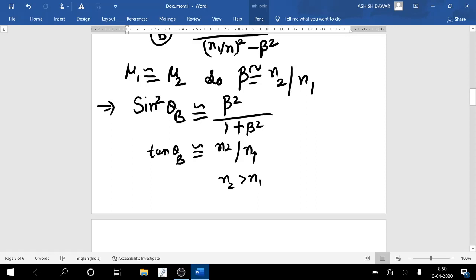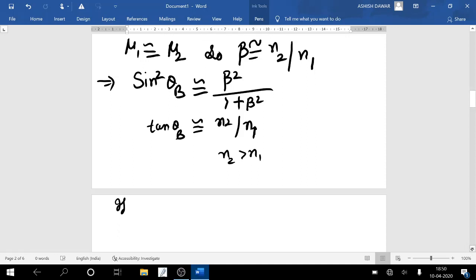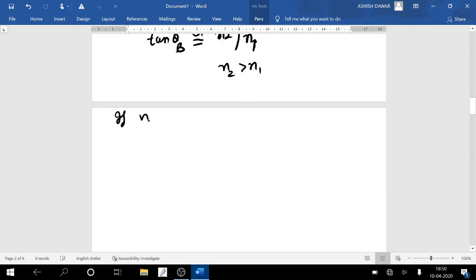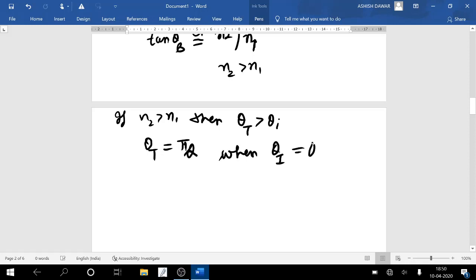So Snell's law shows that if n2 is greater than n1, then theta t is greater than theta I. Consequently, if theta t is equal to pi by 2 when theta I is equal to theta I naught, where theta I naught is the angle of incidence when the angle of refraction is 90 degrees, then theta I naught is equal to sine inverse n1 upon n2.